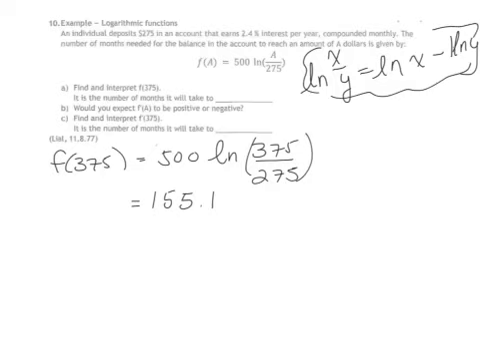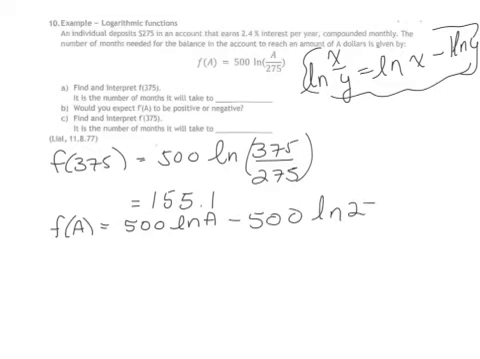So I think it would help us to find the derivative of this function, so maybe we should do that first, make it look in that way. F of A is equal to 500 ln A minus 500 ln 275. Okay. So then when we take the derivative, let's see what we get here. F prime of A.